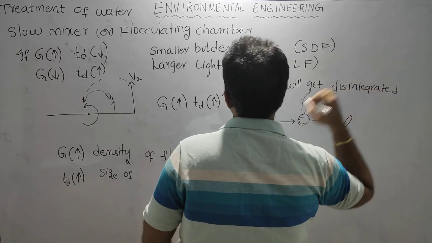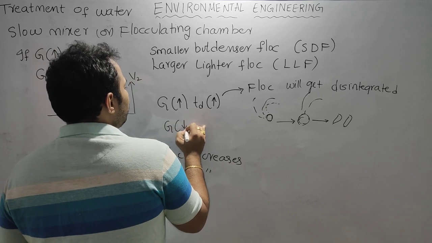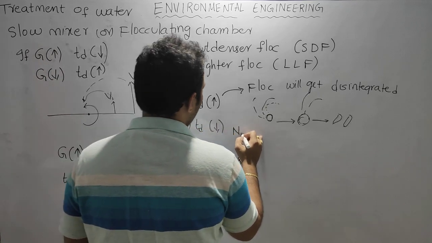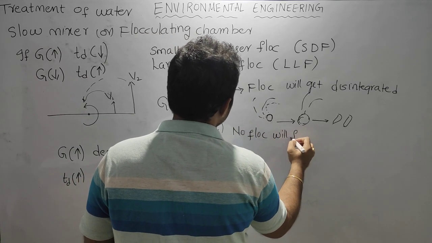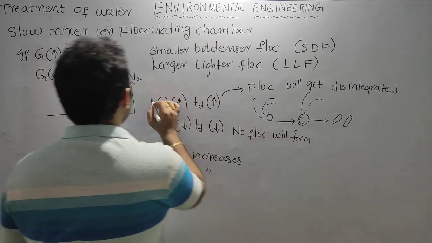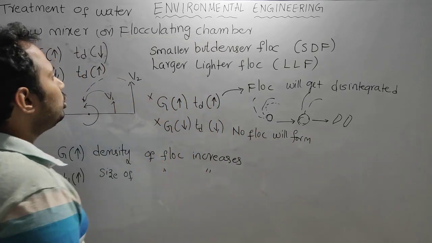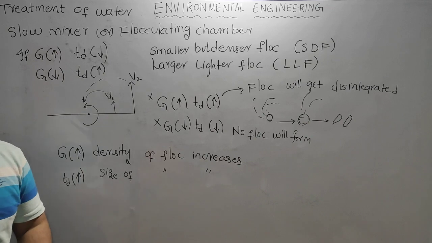Then what to do? If you decrease both, what happens? No flock will form at all. So this is not a right idea. This is also not a right idea. So we need to use these two concepts only to get our work done. How to do that? Let us see now.